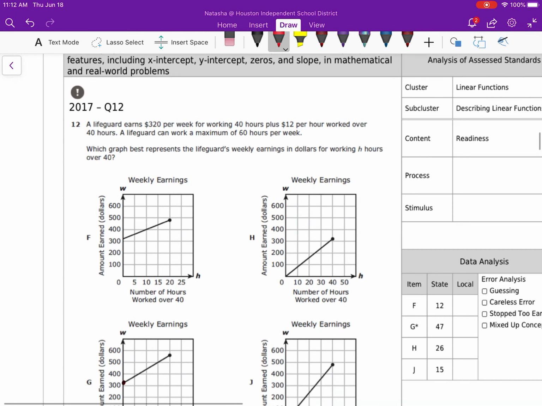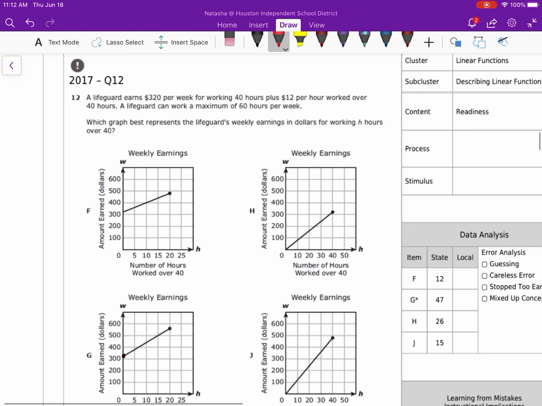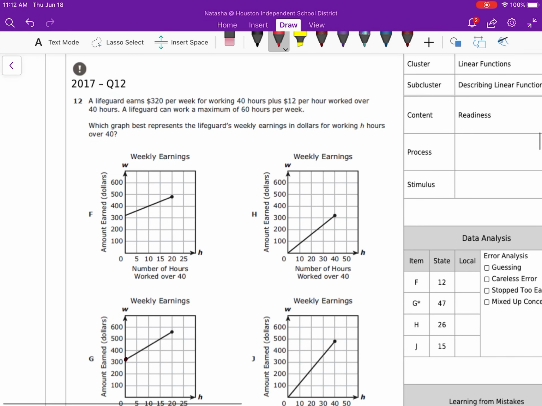All right, let's look at number 17. Number 17, you just kind of have to reason through and understand what's happening here. Okay, so a lifeguard earns $320 per week for 40 hours plus $12 per hour. Okay, well, we understand that that would be the equation y is equal to, say, 40x plus 12. We understand that idea.